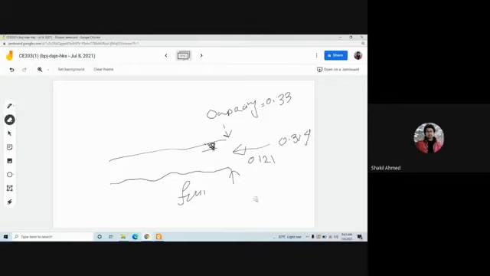Now the question is, is this sewer ever going to have the full flow? No, sir. No, because capacity is 0.33. Maximum flow that is coming, that is 0.314. That means the flow level will always be below the top level. So this will be a partial flow condition.